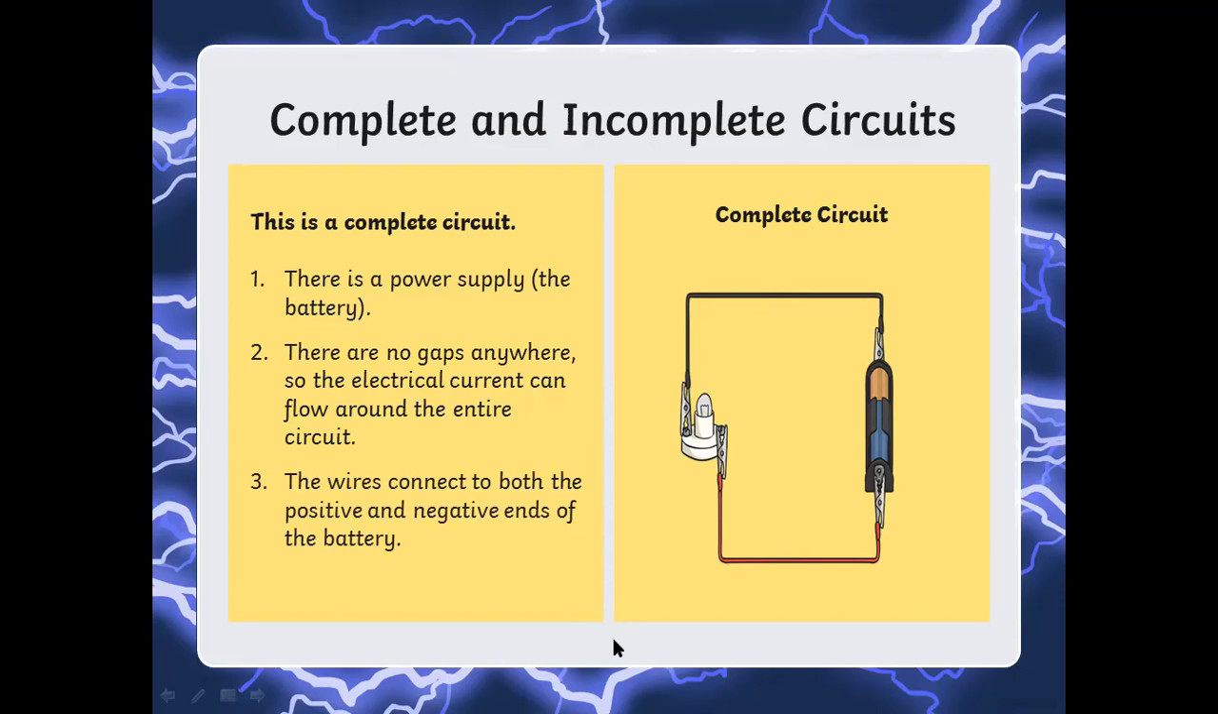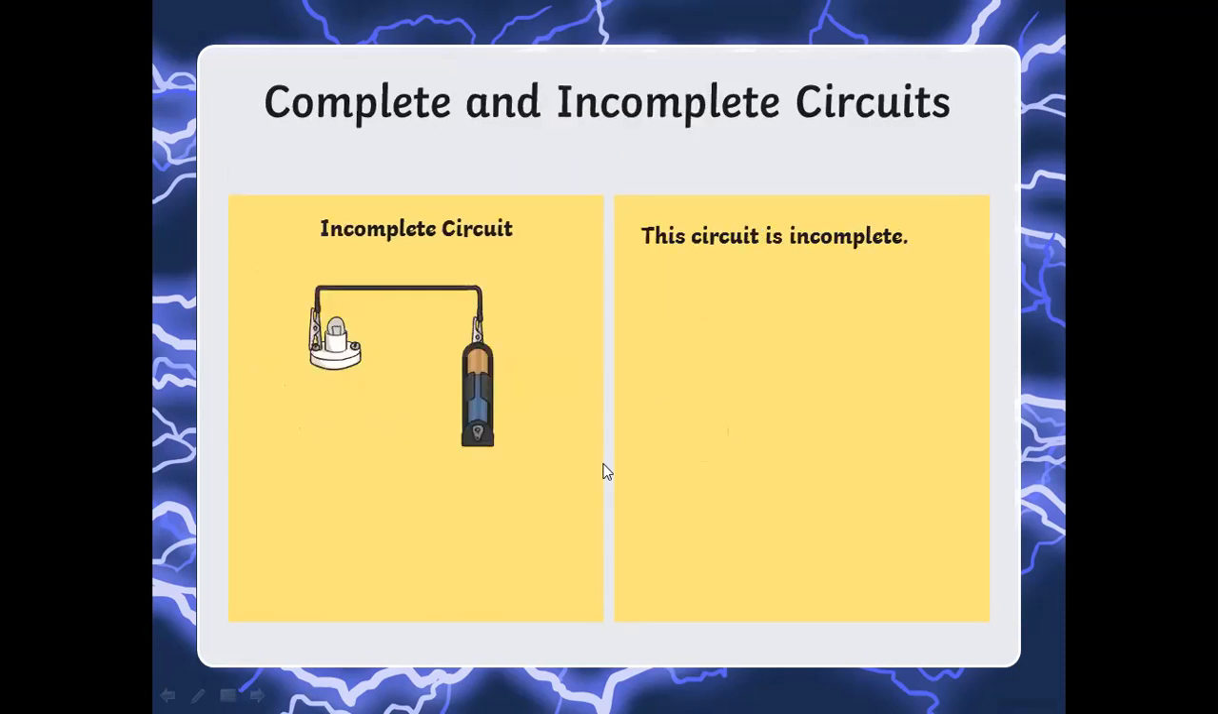That's what makes that circuit complete. What about this circuit? Well, this is definitely an incomplete circuit, and I think you can spot exactly why it's incomplete. The circuit is incomplete because there is a gap in the circuit and the electrical current cannot flow around it. Look, we've only got one wire going to the bulb, no wire coming from the bulb to the battery.